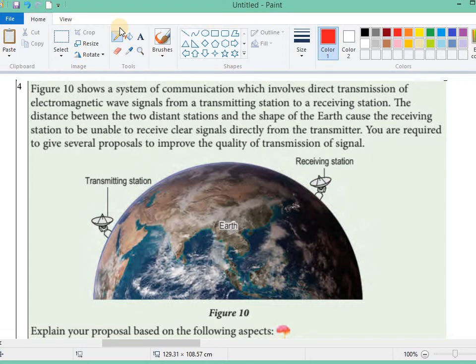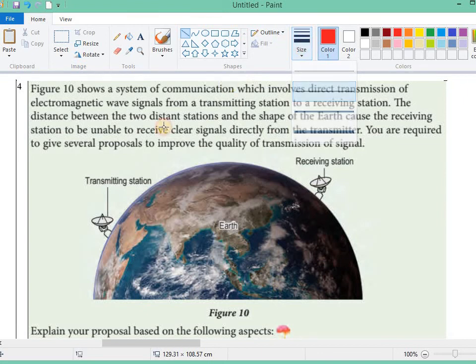Okay, so you see, the wave is difficult to go to the receiving station because of the shape of the earth. Another fact is that electromagnetic wave, for example light, is also electromagnetic wave, right? Light travels in a straight line. That means all other electromagnetic waves, from radio wave until gamma ray, all of them also propagate in a straight line.